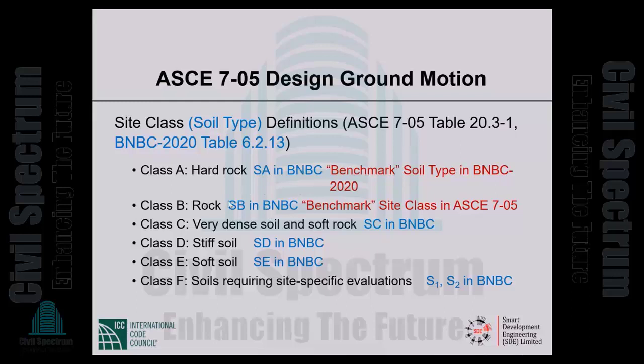B is the benchmark site class of ASCE 7-05. USGS does all their mapping for site class B. BNBC tells you that site class or soil type SA is the benchmark soil type. Okay. So the quantities, the Z values, S sub S, S sub 1, all the values that you are given are for soil type SA. This is also a significant difference that you should mark. Okay, B is the benchmark site class for ASCE 7-05. In BNBC, the benchmark is soil type SA.